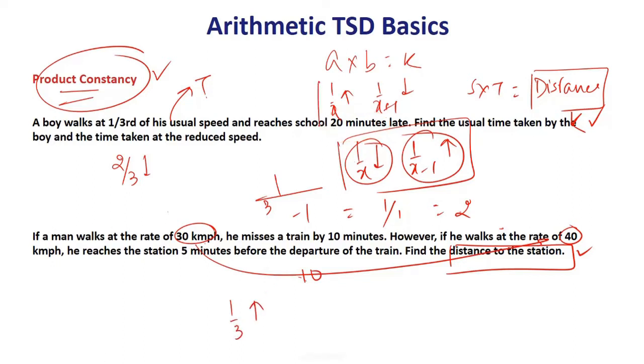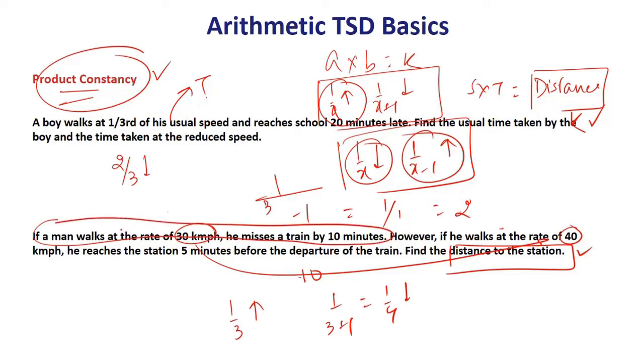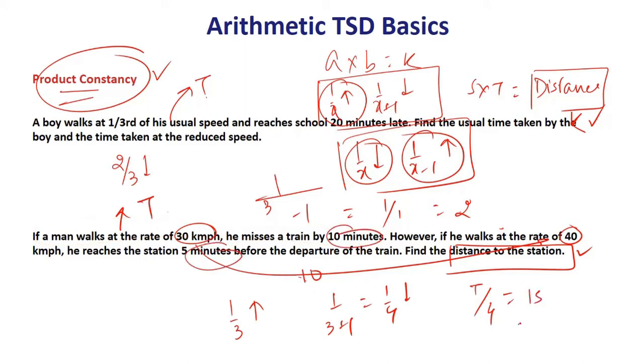So here I will use this one. If one of the variables increases by 1 by x, the other must reduce by 1 by 3 plus 1, which is 1 by 4. So the time must reduce by 1 by 4. Originally, in the first case where he was missing the train by 10 minutes, let's say the time taken was t. So t reduces by 1/4, so t by 4. And what is the difference? First case late by 10 minutes, next case early by 5 minutes. The difference is 15. So t is equal to 60 minutes.